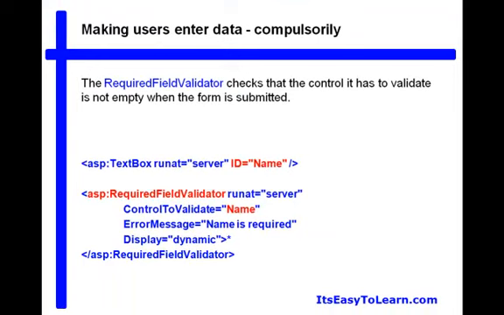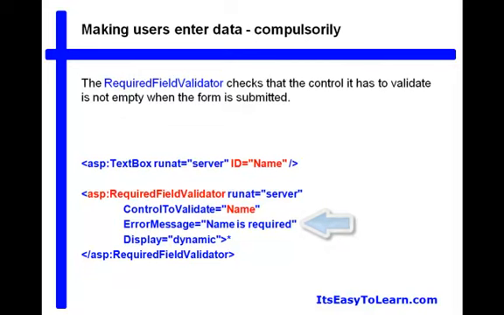Ensure user enters data compulsorily. This is done with the help of the required field validator. Let's say we have a text box called name and we want the user to compulsorily enter a name. For this purpose, we use a required field validator. The control to validate attribute would specify the ID of the text box or the control where the user is going to enter the data. We have an error message that will be displayed to the user as name is required if the user does not enter the data and presses the submit button.